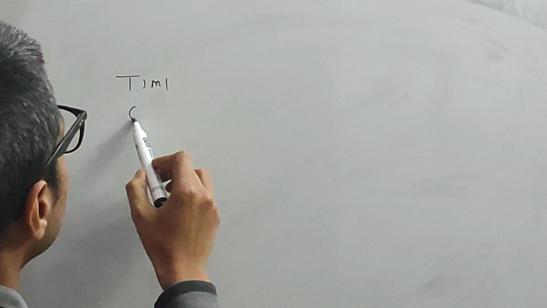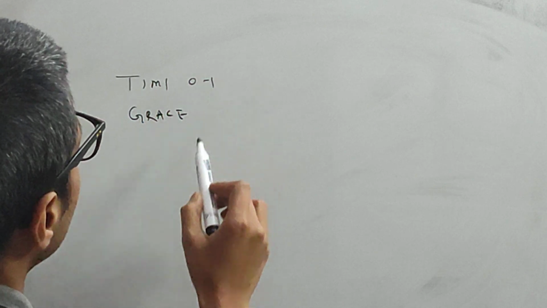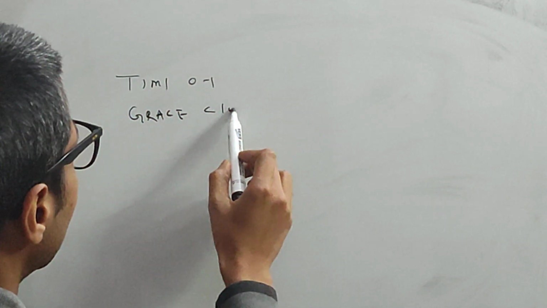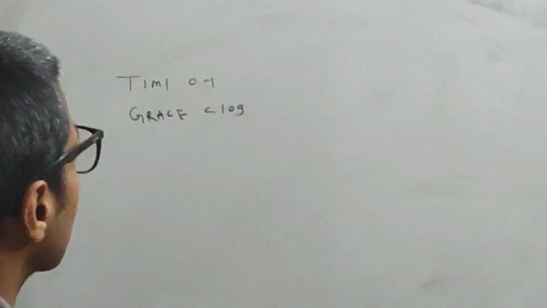So let me write it here. I told you that we do risk stratification. Risk stratification is done with TIMI risk score and GRACE risk score. If TIMI risk score is 0 to 1, GRACE risk score is less than 109, and there are no high risk features, in those conditions you can choose medical management. Medical management means you can start dual antiplatelet therapy.